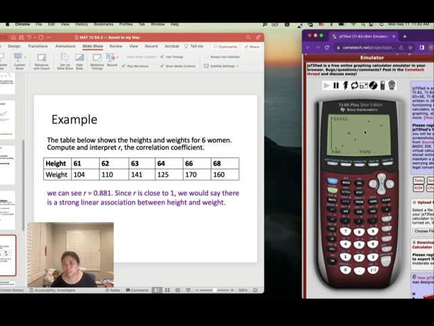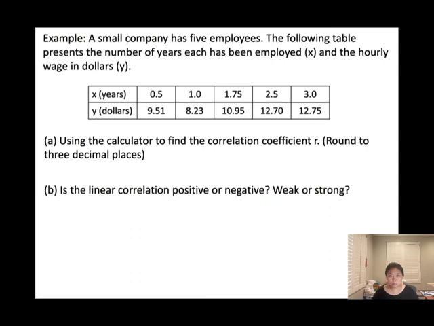If I draw the straight line here, most of the data is going to be around the straight line. So we believe there is a strong linear correlation. It matched our R here, right? R close to 1. That means we do have a strong linear correlation. Okay, I want you guys to try this example. Input to your calculator, find out what is your R, to 3 decimal places. And then answer the question: is the linear correlation positive or negative, weak or strong?